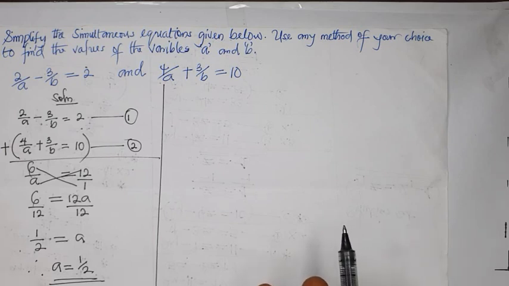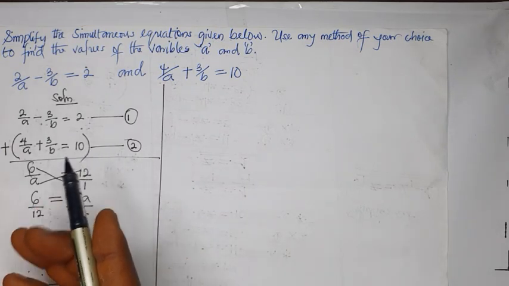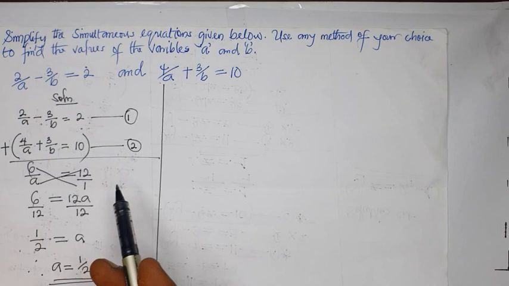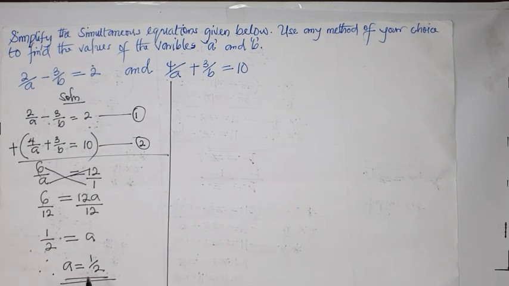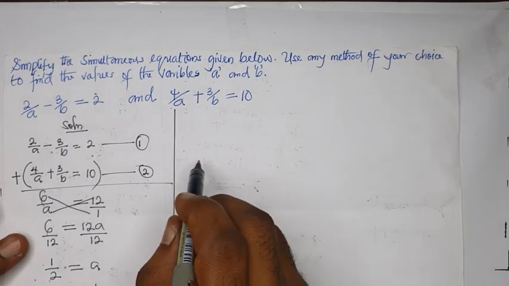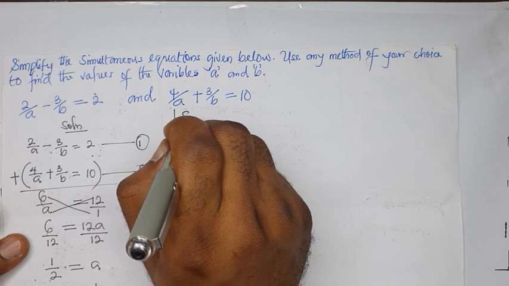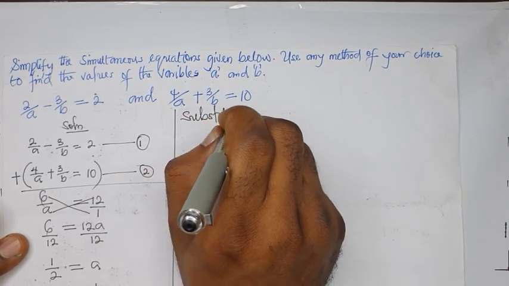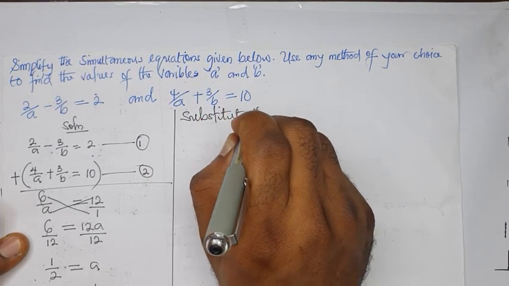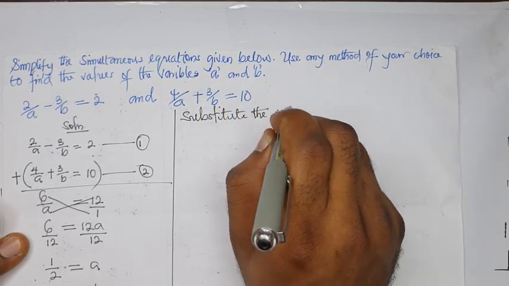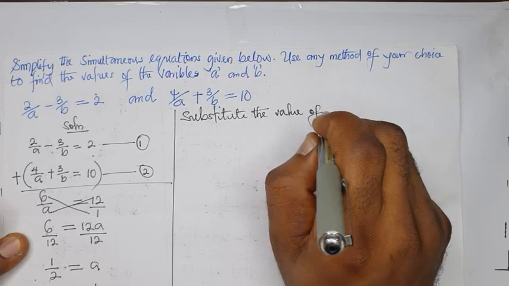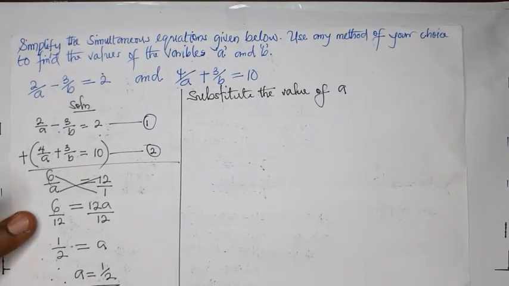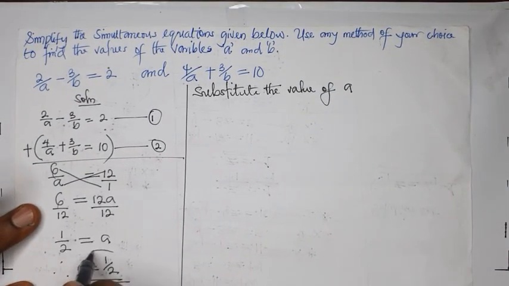All I will need to do this time is to choose any equation, either 1 or 2, into which I can substitute a. So, pick any one and fill in a. I'm picking equation 1 first. So the next thing I'm going to do is to substitute the value of a. The value of a which we just found is 1 all over 2 here.